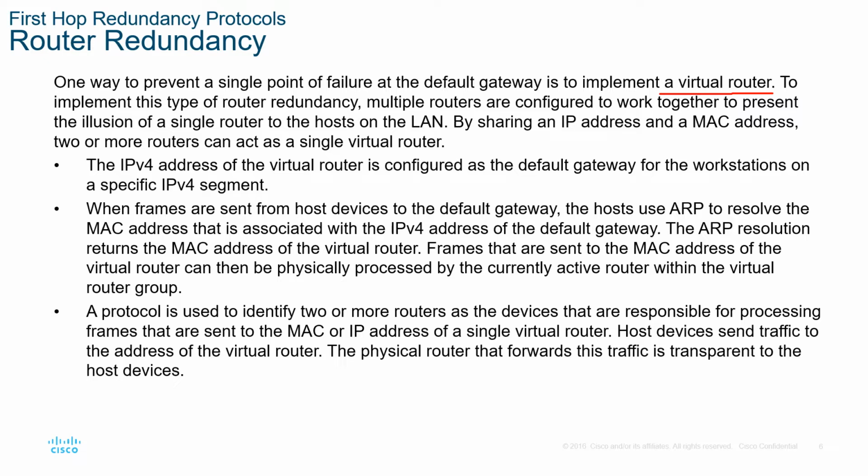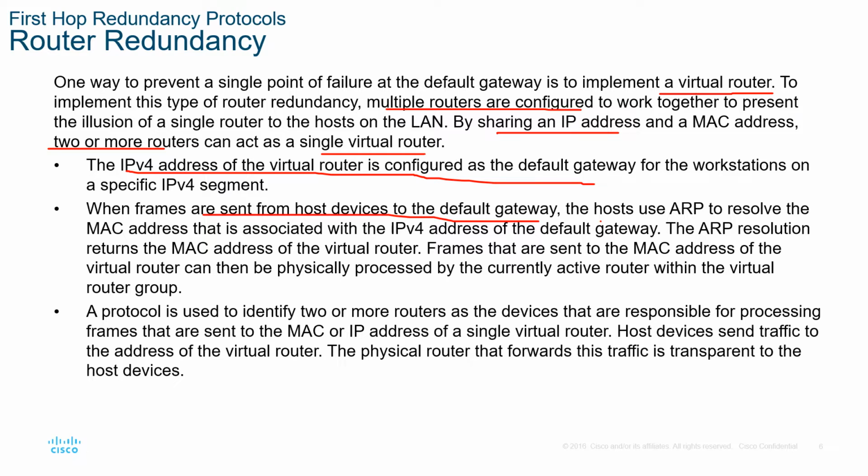That's how it works. With multiple routers, we configure this shared IP, which acts as a single virtual router. This is set up on the two or more routers. The IPv4 address of the virtual router is configured as the default gateway. When frames are sent from host devices to the default gateway, the hosts use ARP to resolve the MAC address associated with the IPv4 address of the default gateway.